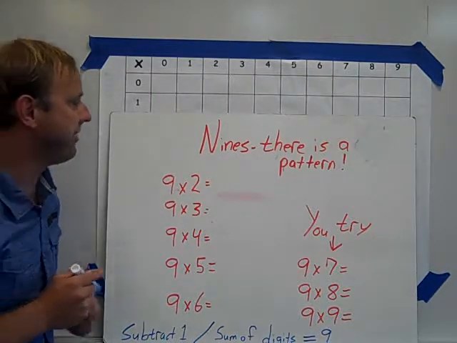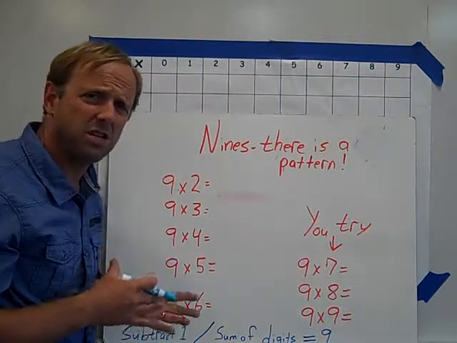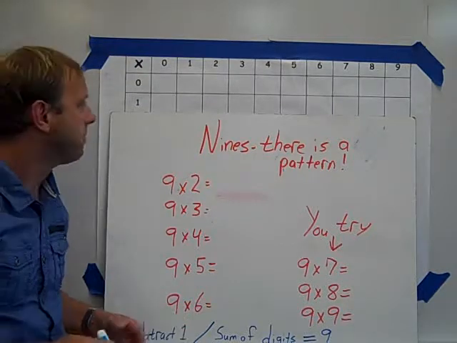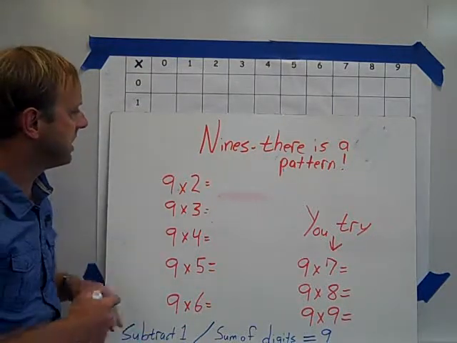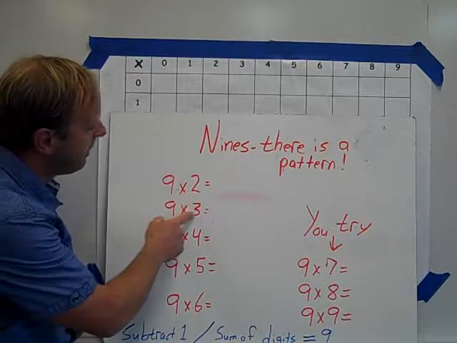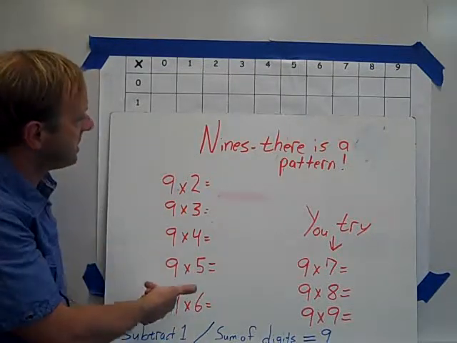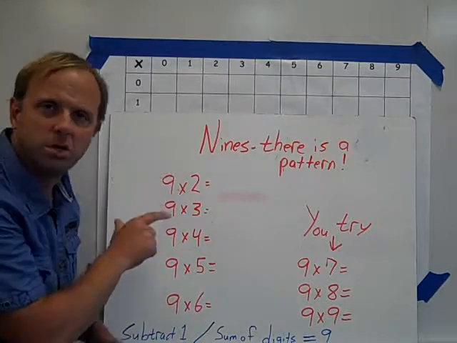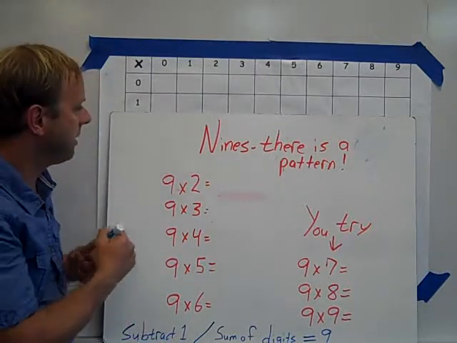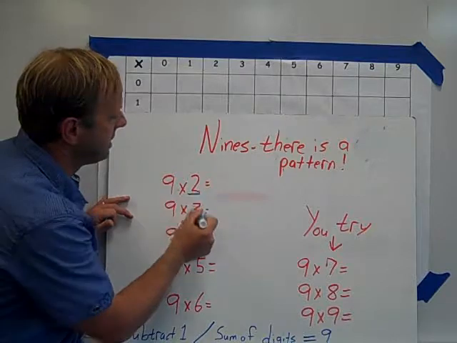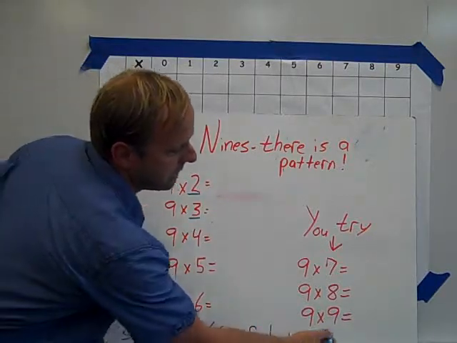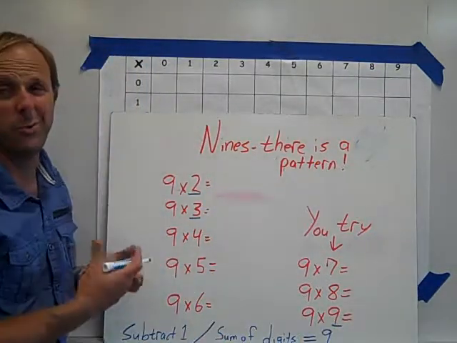Now 9s have a pattern. This one generally takes a little more practice. So the way this works is I look at the number that is being multiplied by 9. So whether this is 9 times 2 or 2 times 9, I'm looking at the digit that is not the 9. Of course, with the exception to 9 times 9, they're both 9.